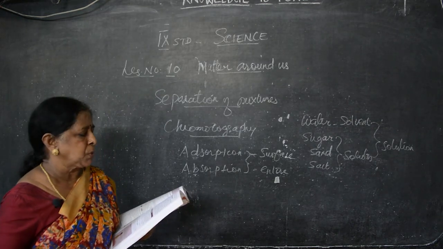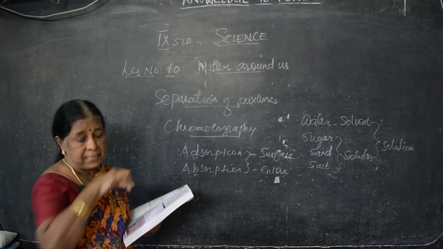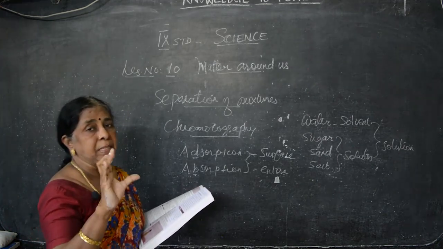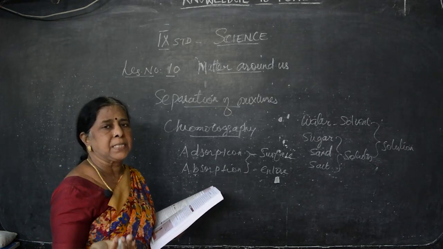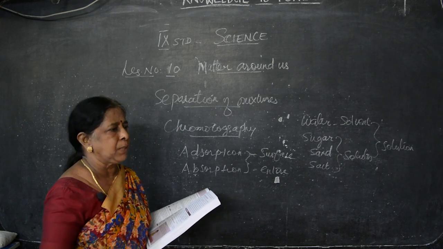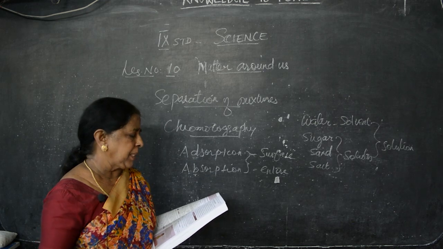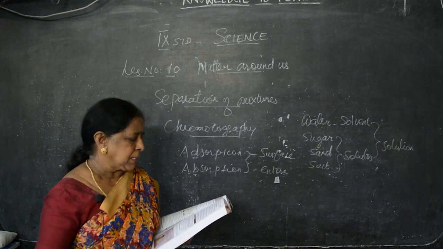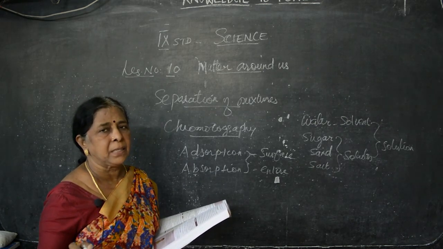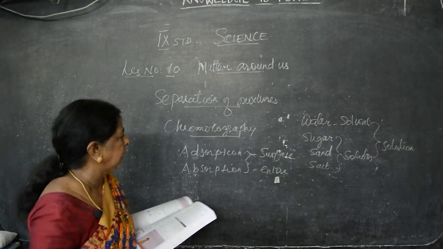This method is used to separate the different colored dyes. Dyes, that is, giving colors. Colorless things can be given color by using dye, we can impart the color to them. This method we can use, paper chromatography. This is mainly used for black ink, the separation of black ink only.